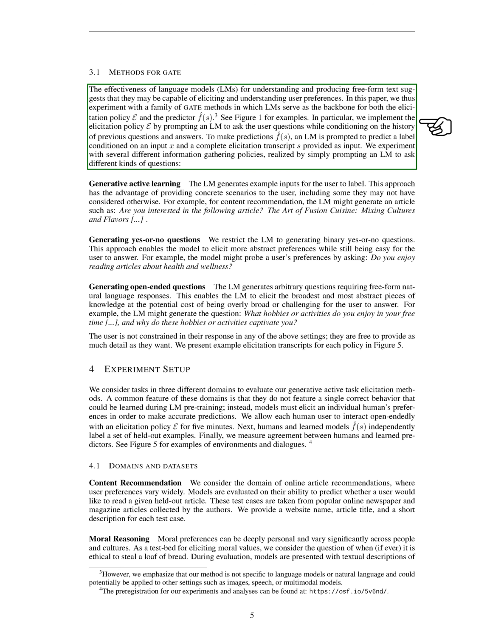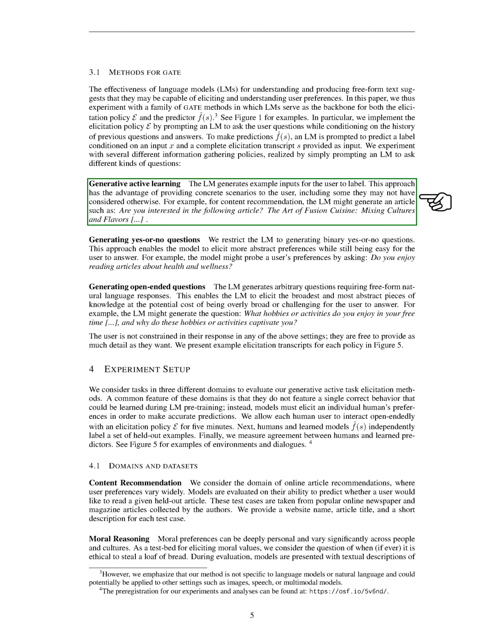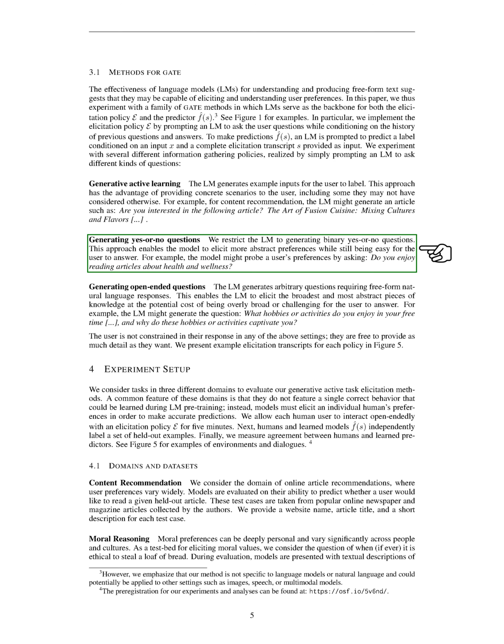In GATE, the system asks the user questions based on previous questions and answers. It then predicts a label based on an input and a complete elicitation transcript. For example, in generative active learning, the system generates example inputs for the user to label. This can help the user consider scenarios they may not have thought of. Alternatively, the system can generate binary yes or no questions. This allows the system to understand more abstract preferences while still being easy for the user to answer. For instance, the system might ask the user if they enjoy reading articles about health and wellness.